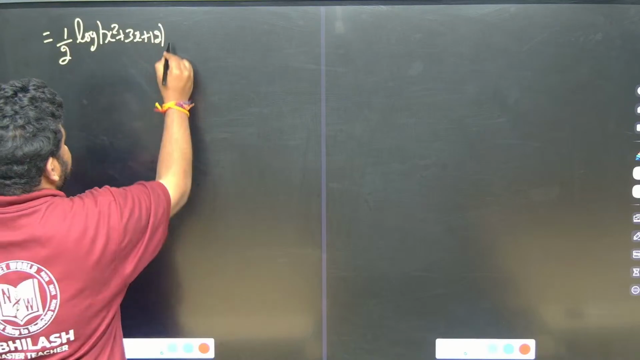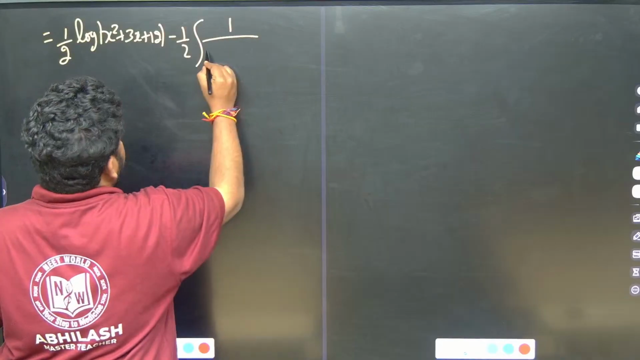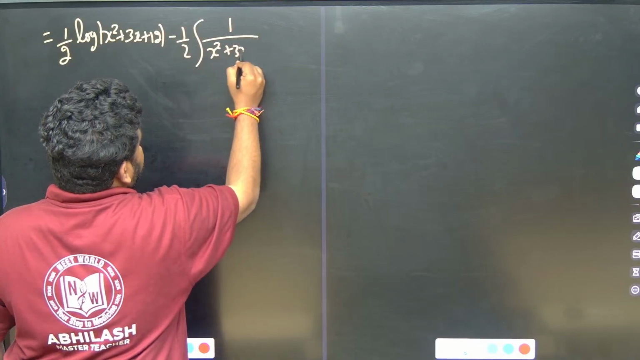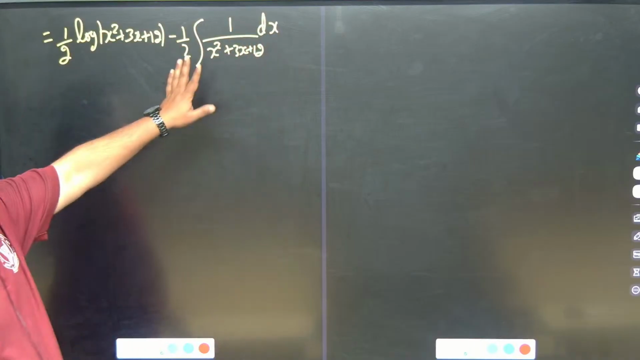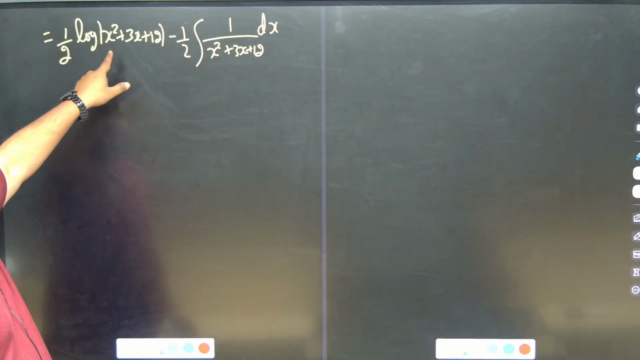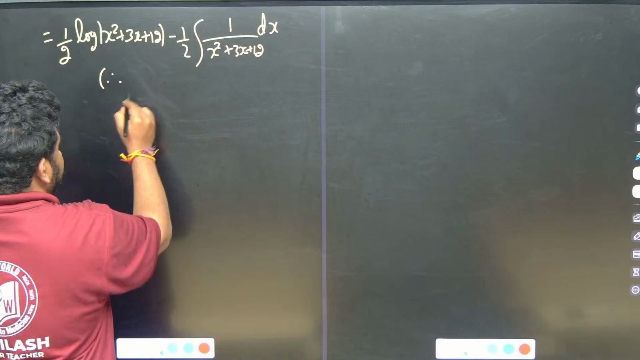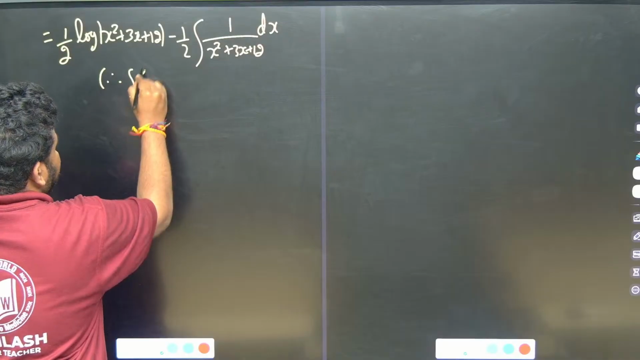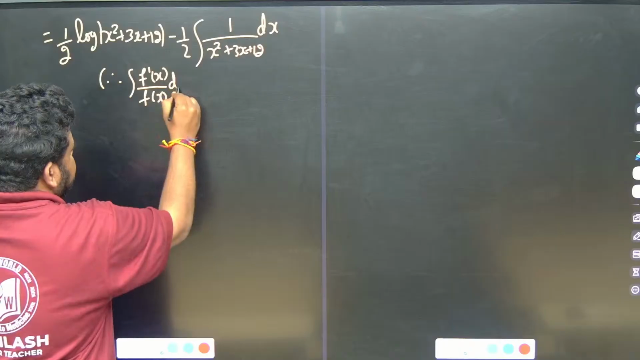What do we have remaining? Minus 1 by 2 integral of 1 by x square plus 3x plus 12 dx. This is what we still have to do. Now, log of x square plus 3x plus 12: please write the reason, this is very important. The reason is the integral of f dash of x by f of x dx.